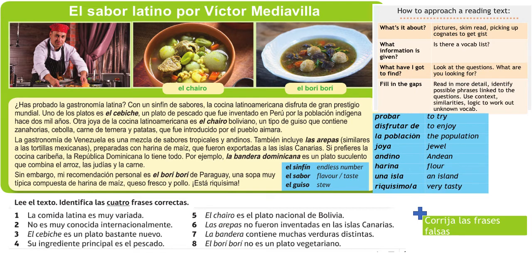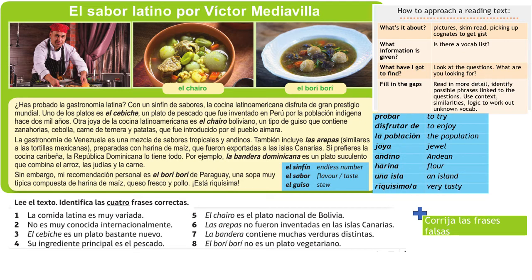Número 6. Las arepas no fueron inventadas en las Islas Canarias. Arepas were not invented in the Canary Isles. Las arepas fueron exportadas a las Islas Canarias. So they were exported to the Canary Isles, which means that they weren't invented there.